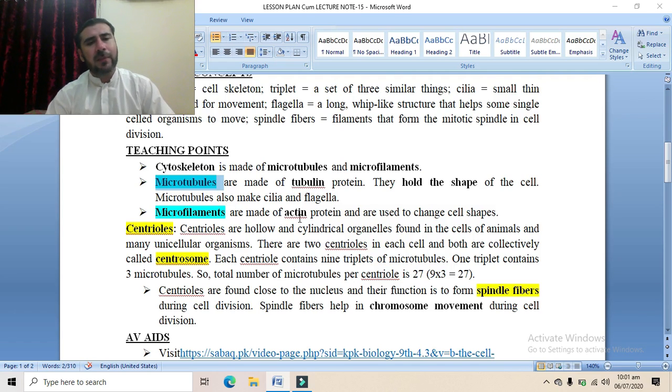Now microfilaments, the second component of the cell skeleton. These are made of actin proteins and are used to change the cell shapes. Actin is another protein. This protein is also found in our muscles, and this protein is also found in the microfilaments, and the function of these microfilaments is to change the cell shapes.